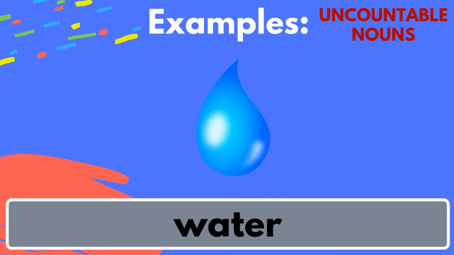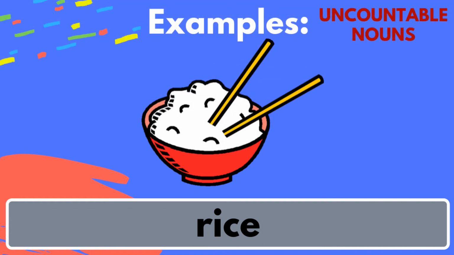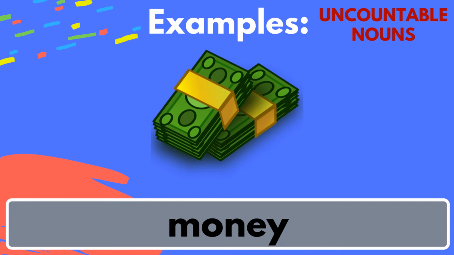Water. Can you count the water? Of course not. So we say water. What about rice? Have you ever tried counting the rice? Uh-oh, we cannot count the rice. So it is an example of uncountable noun. Money. We cannot count the money. So this is example of uncountable nouns.